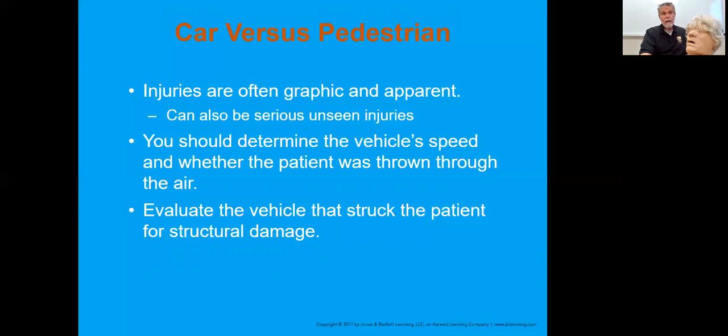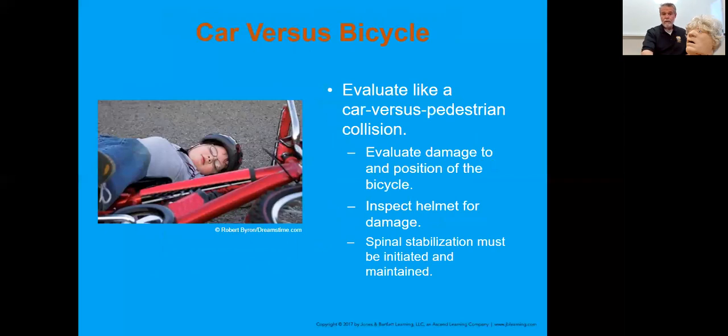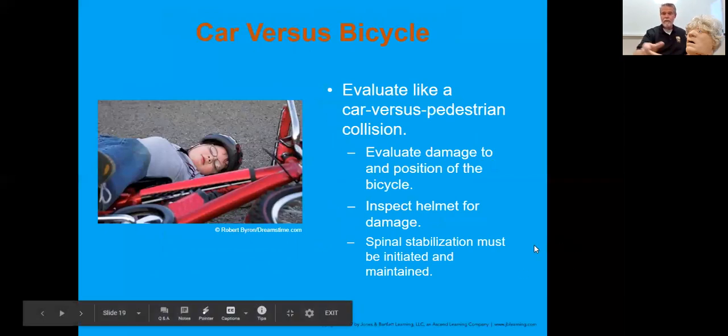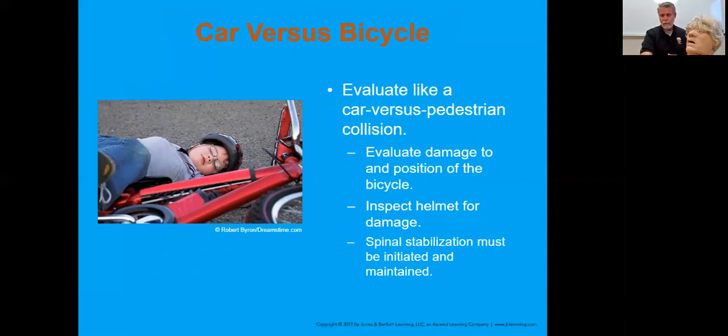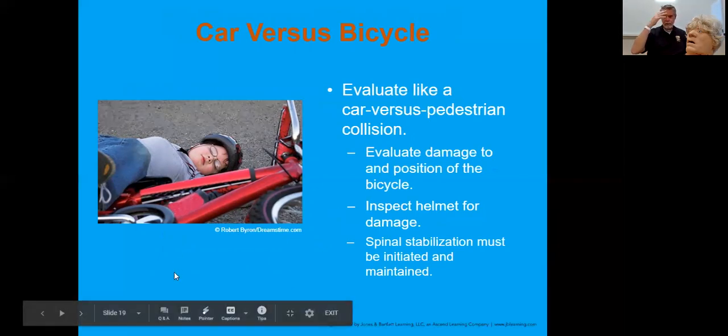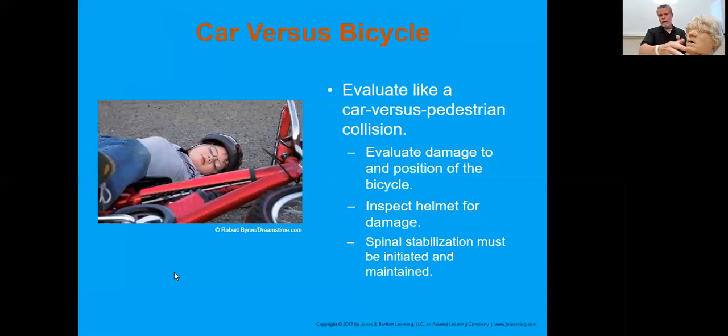But looking at the vehicle for any structural damage, again, this is a little more prevalent when we get to the bicycles, because at least with the bicycle, that may offer whatever minimal form of protection. Look at the bike, and you can actually see where that person was struck. We want to make sure we look at the helmet as well, because helmets are supposed to absorb some of that pressure versus it going straight into the brain. And for all of these, the car versus bicycle, the car versus pedestrian, even the majority of motor vehicle accidents, you want to make sure you're maintaining spinal immobilization.